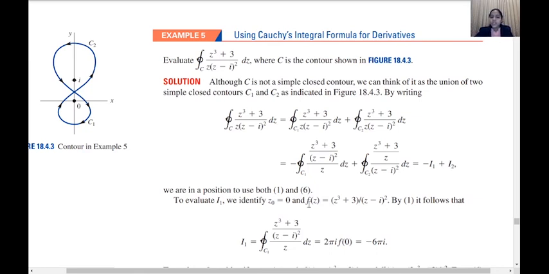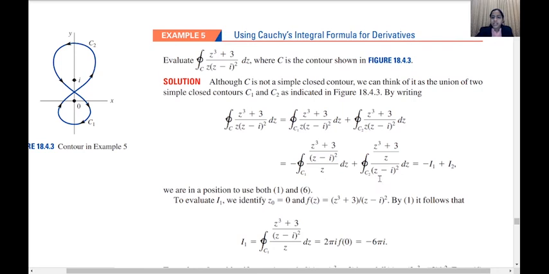So by Cauchy's integral formula, this value will be 2 pi i into f of z naught. Here z naught is 0, and what is f of z? f of z is (z cube plus 3) divided by (z minus i) whole square. So that comes out to be 3 divided by minus i square into 2 pi i. So that is equal to minus 6 pi i. So the first integral value is minus 6 pi i.